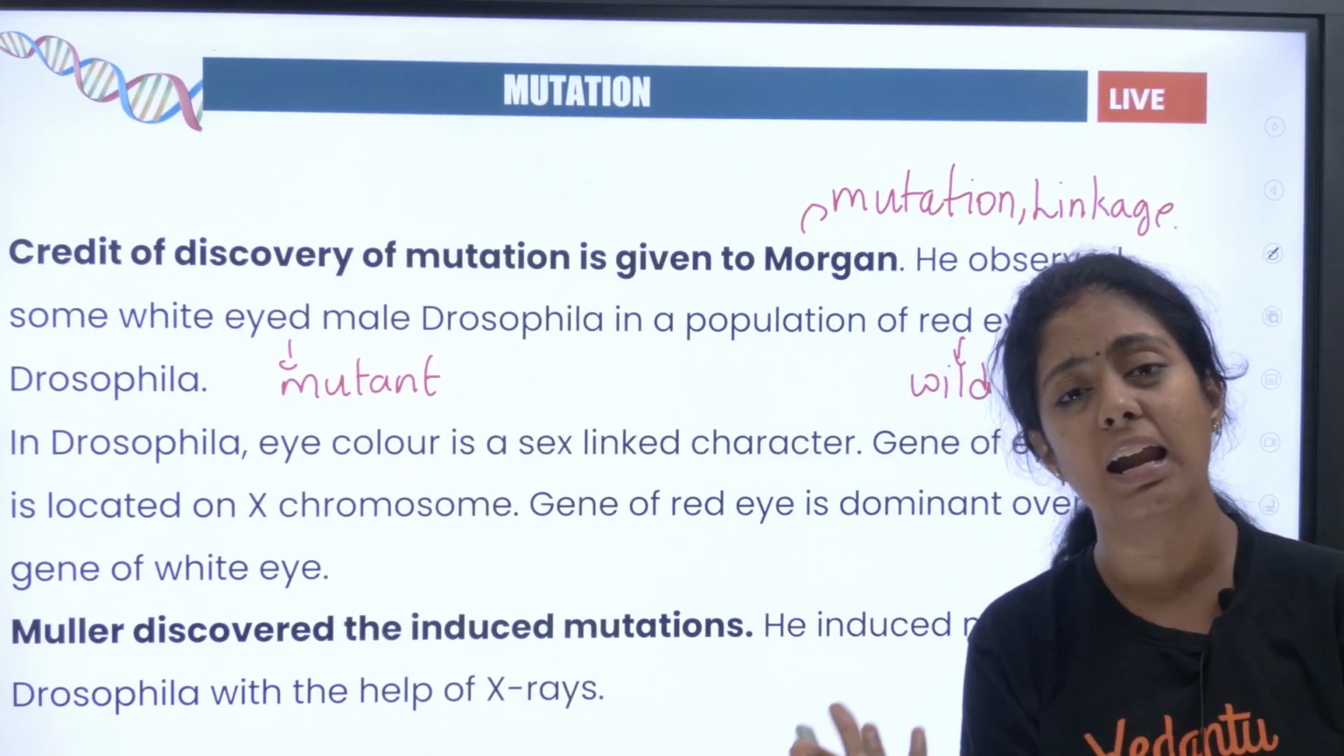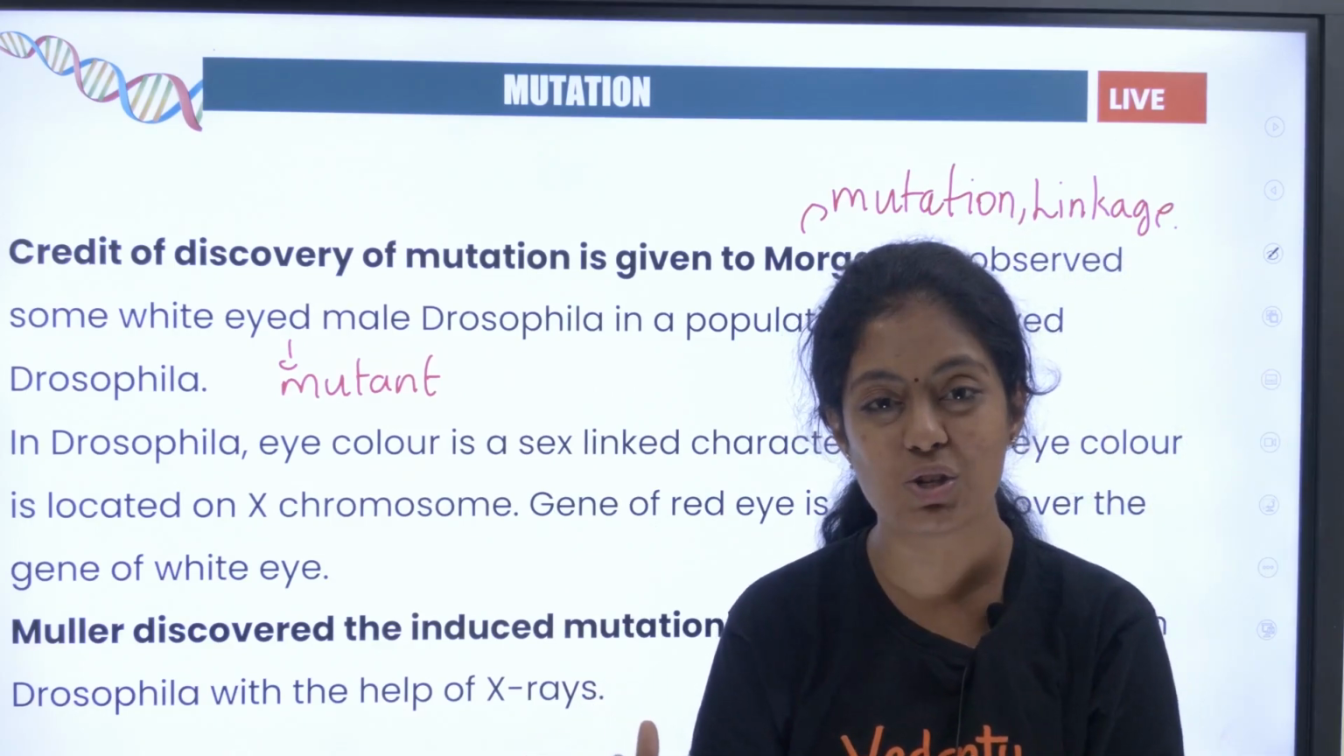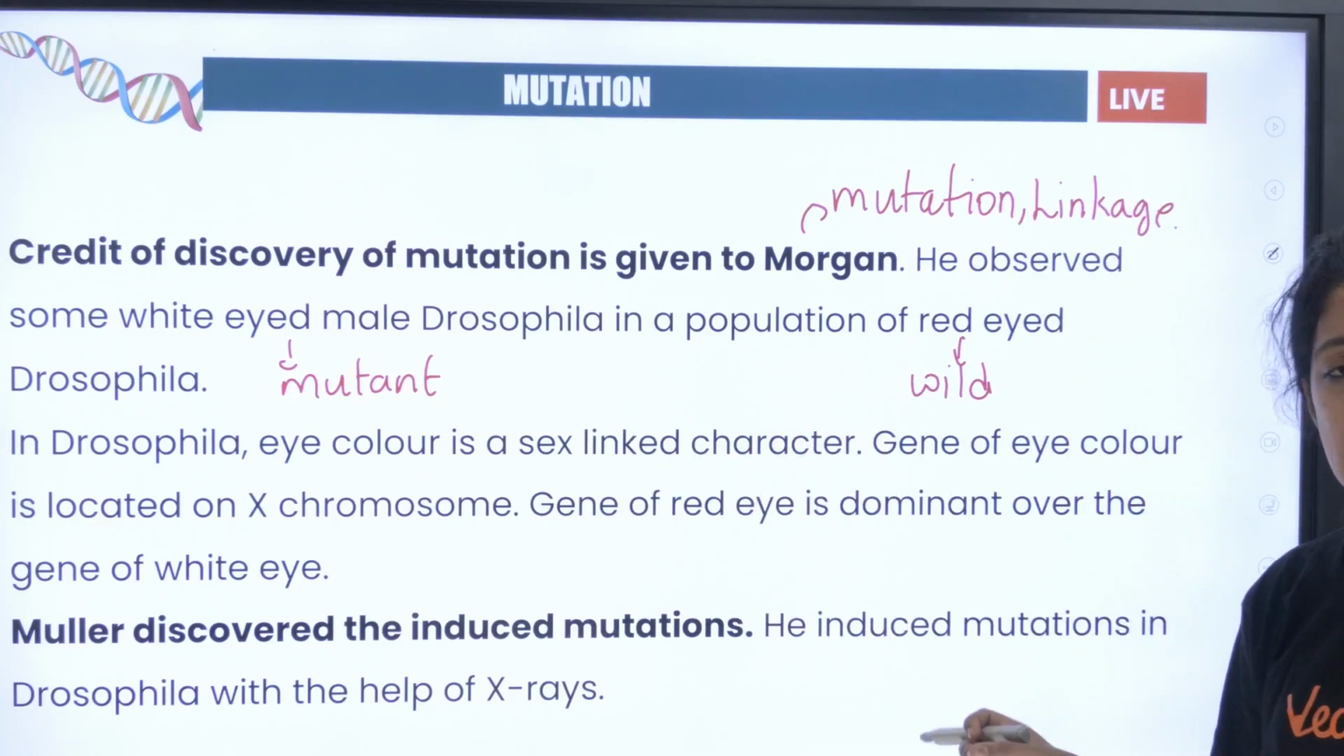A new character has come. How did that new character arise? Because of mutation. So that is why he called the white-eyed one a mutant.